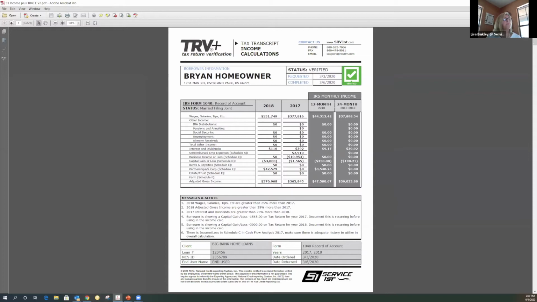You can see, for example, 2017 interest and dividends are greater than 25% more than 2018. So these are little red flags that an underwriter may want to determine that there's more information required.